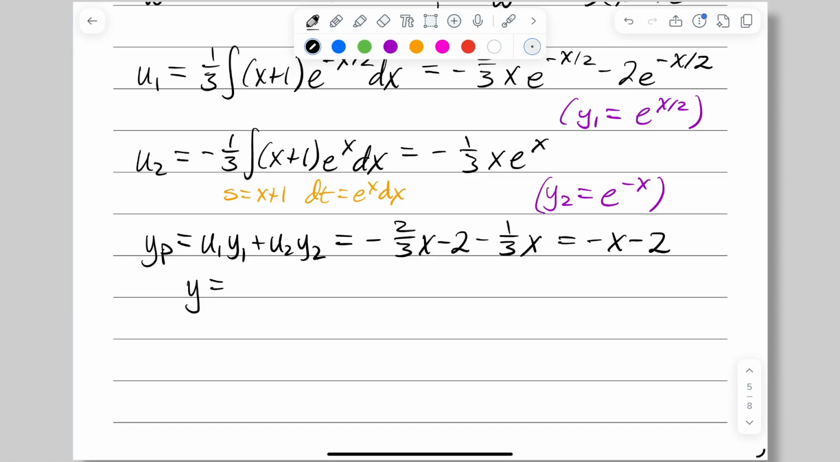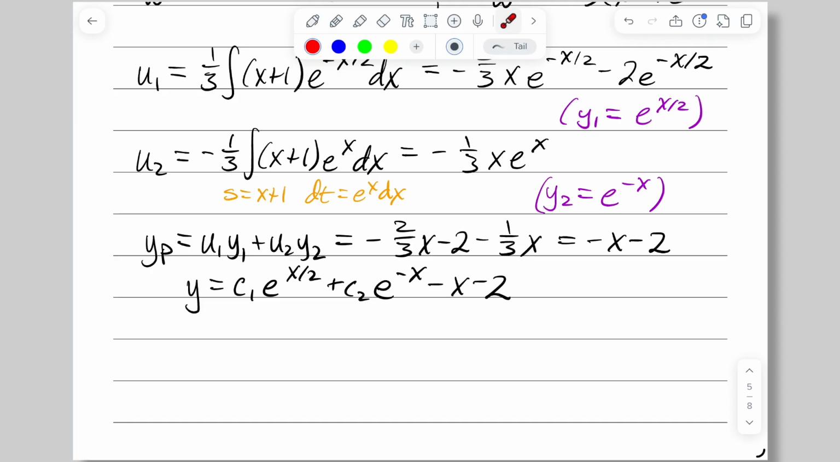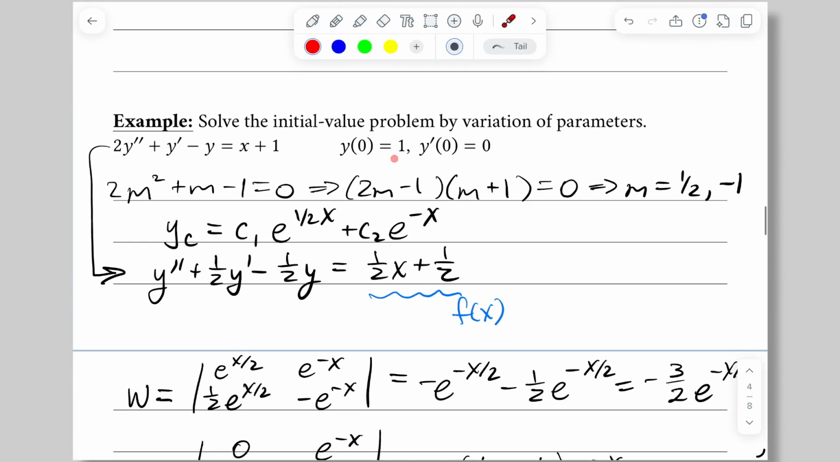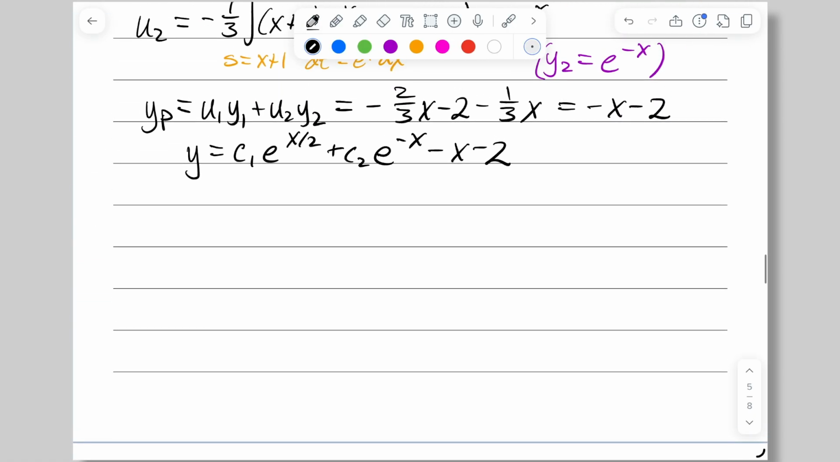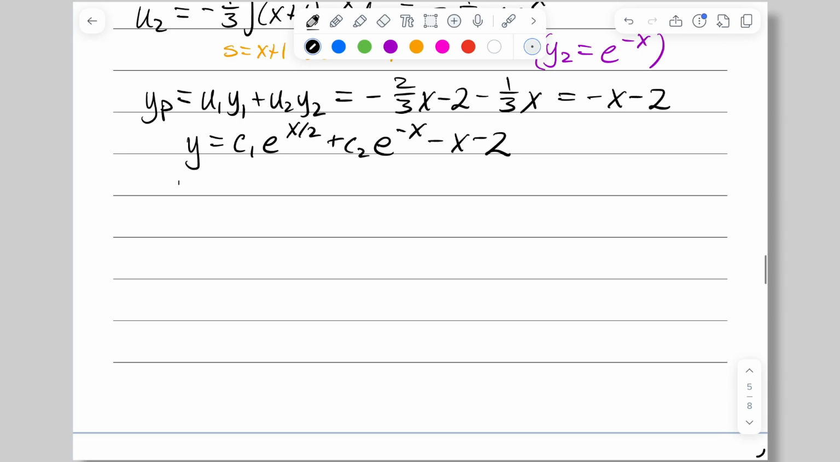Y, which is yc plus yp, is going to be c1 e to the x over 2 plus c2 e to the negative x minus 2. We have to do all of that before we apply the initial conditions of y of 0 equals 1 and y prime of 0 equals 0, because the input function or the forcing function was built into the initial conditions, and so the particular solution needs to be there before we can incorporate the initial conditions.